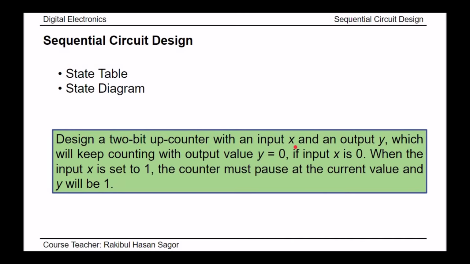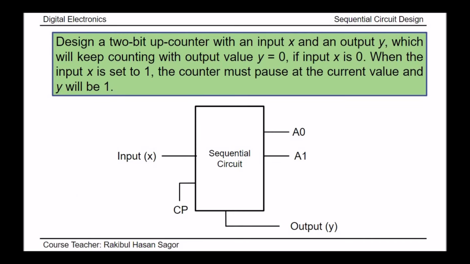With an input X and output Y, things will be a bit easier if we draw the block diagram. This is the block diagram for this problem case. We need to design this box, the sequential logic circuit. We have the sequential output A0 and A1. Why am I taking A0 and A1? Because it is said it should have 2 bits. So a 2-bit up counter A0, A1. So it will count starting from 00, then 01, 10, 11. With an input X, we must have input X and output Y.